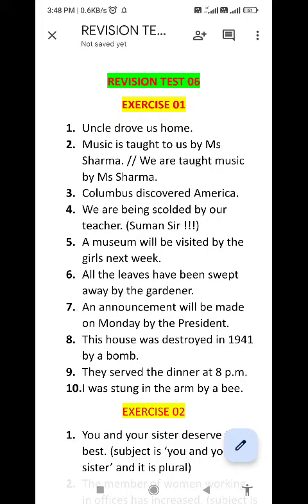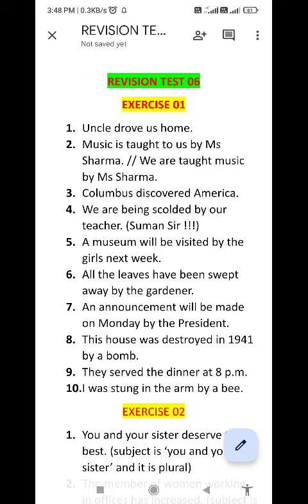Second one, it was written that Ms. Sharma teaches us music. So there are two objects. Direct object, that is music. You question the verb with what, you can find the direct object. Question it with whom, you can find the indirect object. So the direct object is music.